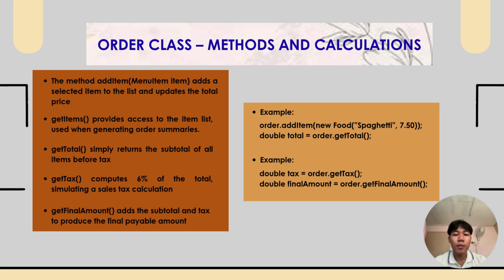getTax computes 6% of the total, simulating a sales tax calculation. getFinalAmount adds the subtotal and tax to produce the final payable amount.